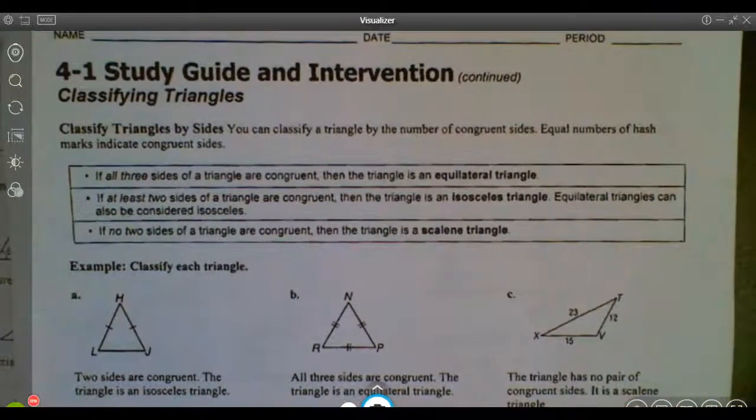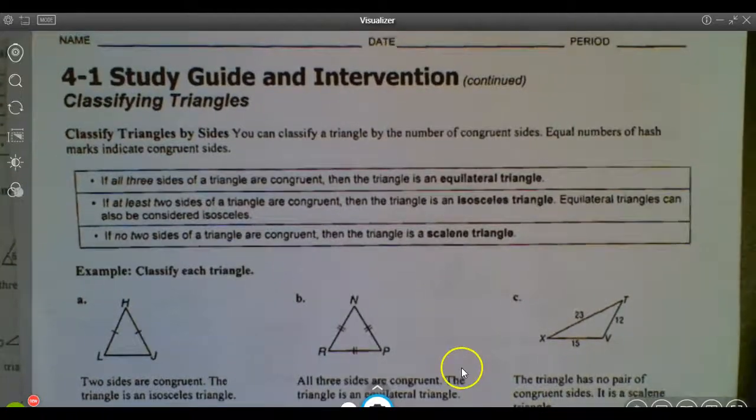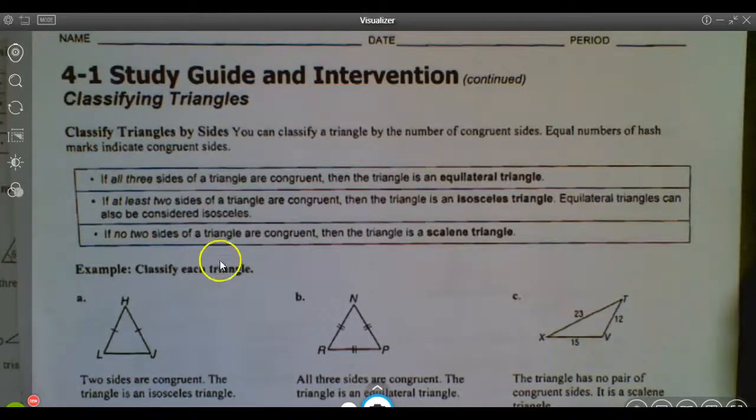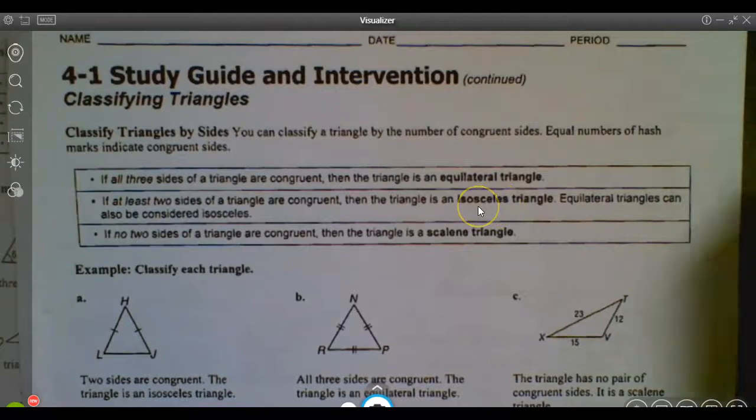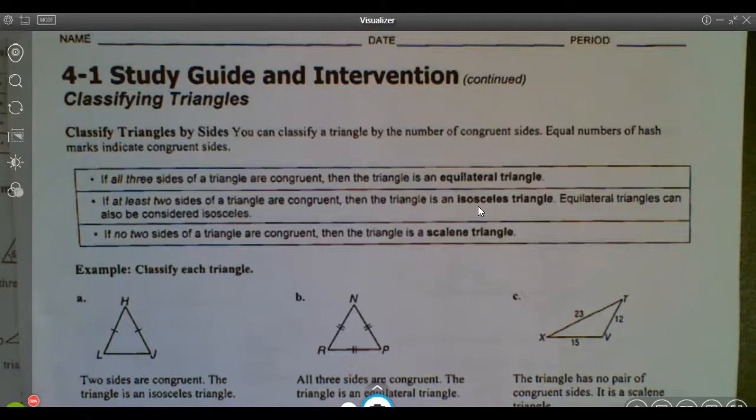So again, guys, if you do not have this printed out and you are taking your own notes right now, you need to write down these 3 bullet points. But here's the 3 names that we can give a triangle based on its side lengths. If you have all congruent sides, then we would call it an equilateral triangle. If 2 of the sides are the same, then we call it an isosceles triangle. That's this guy right here. If none of the sides are the same, then we call it a scalene triangle. So those are the 3 names that we're going to give it just based on the side lengths.